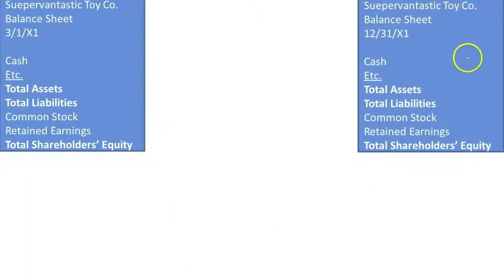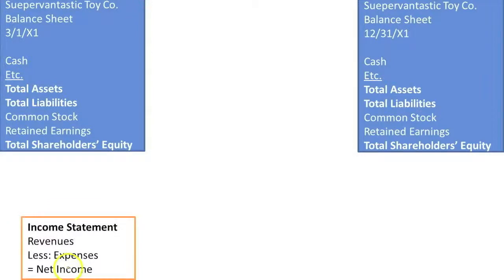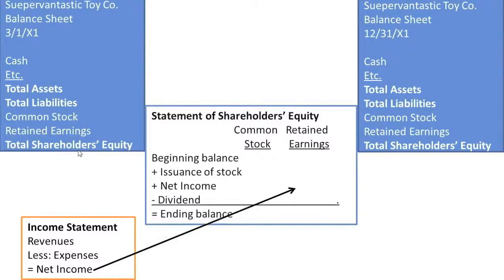The financial statements articulate from one period to the next. What we do is we take our beginning balance sheet and then we have the other statements that help us explain how we get to the ending balance sheet. For example, the income statement tells us how retained earnings changed from one period to the next. So we take our beginning retained earnings from the beginning of the year, add net income, take away dividends, to get our ending retained earnings, which goes on the ending balance sheet.